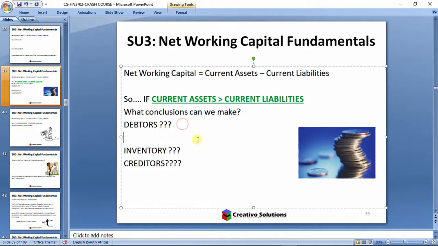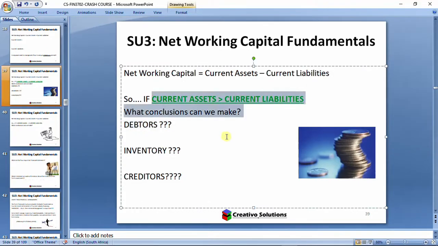Forget about the link. Don't worry about debtors affecting creditors or creditors affecting debtors. Just tell me about debtors. What must we do with our debtors to make sure that we have this? We need to follow up and make sure that money's being paid on time. Perfect, collecting.